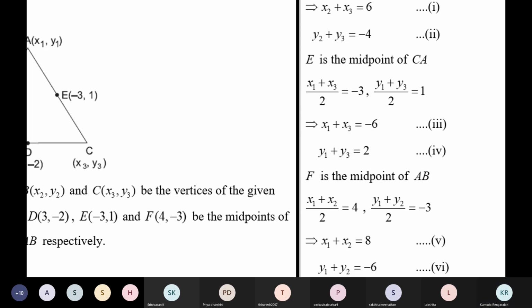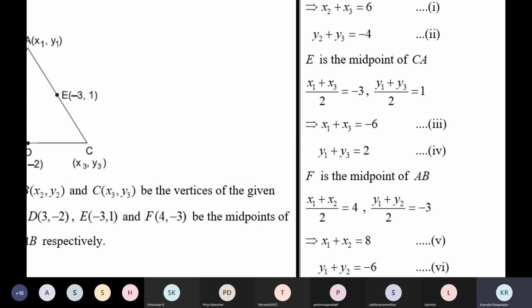Children, I'm waiting. 2x1 plus 2x2 plus 2x3 equal to 8 is coming, ma'am. Yeah, is equal to 8 because 6 and minus 6 will get cancelled. Correct. 2x1 plus 2x2 plus 2x3 is equal to 8.